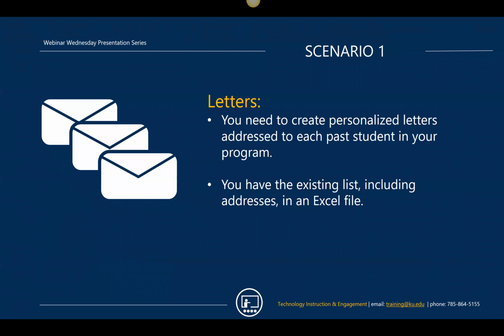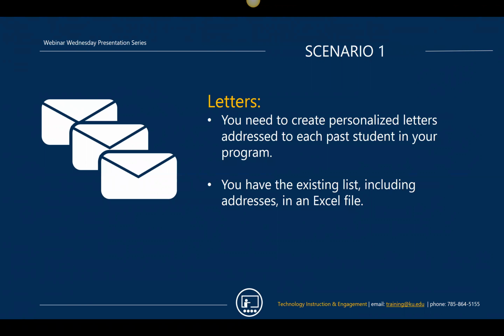Okay, so I'm going to talk about 3 different scenarios here. I'm going to show you the completed file, and then we'll talk about how I actually got there, and I'll show you how to set these up. The first scenario is that you need to send out letters that are personalized and addressed to each past student in your program. And the assumption here is that you already have that existing list, including those addresses, somewhere in an Excel file.